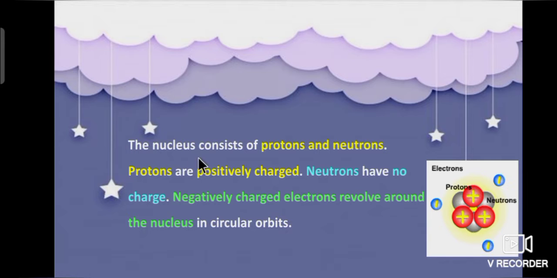Students, the nucleus consists of protons and neutrons. Protons are positively charged. Neutrons have no charge. Negatively charged electrons revolve around the nucleus in circular orbits.